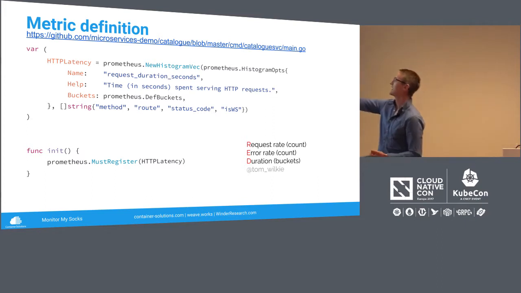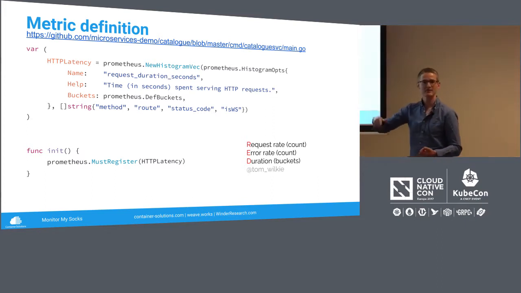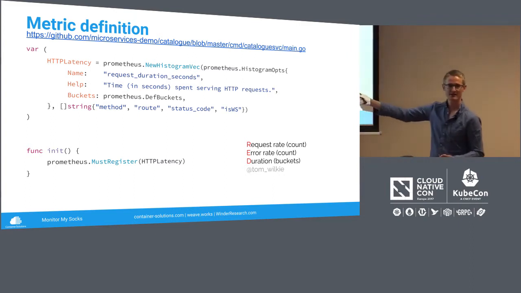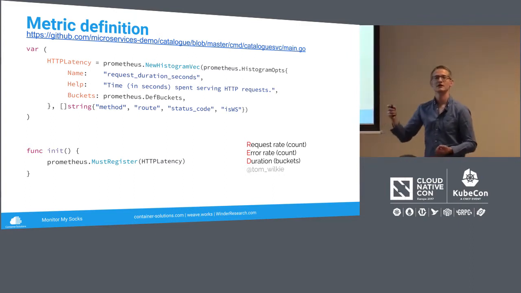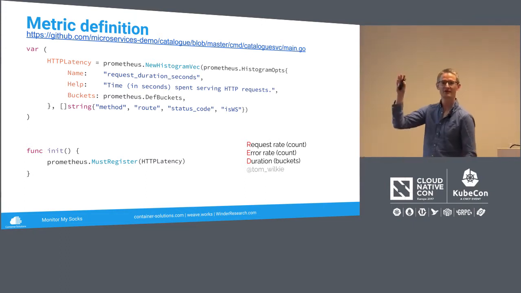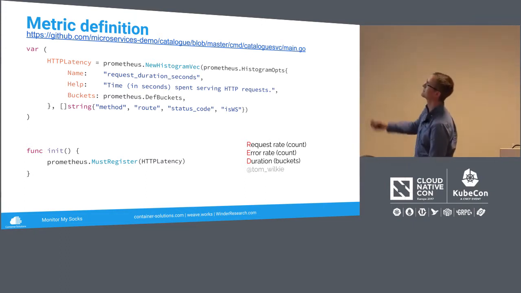So the request rate is a count, the error rate is the count of the number of errors, and the duration, the latency, can be measured by a histogram bucket. You don't want to use a summary statistic like a rolling average there, because it doesn't represent outliers very well. It doesn't represent the range very well.